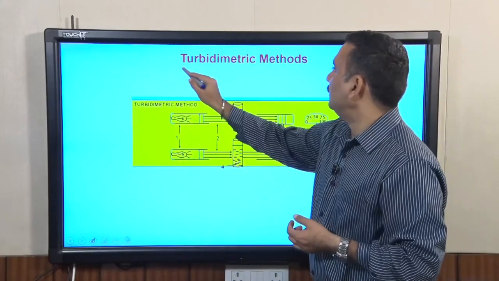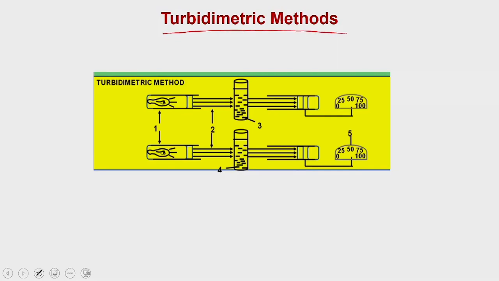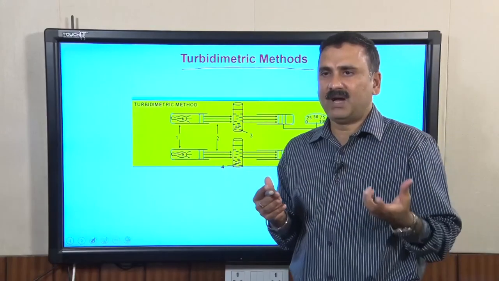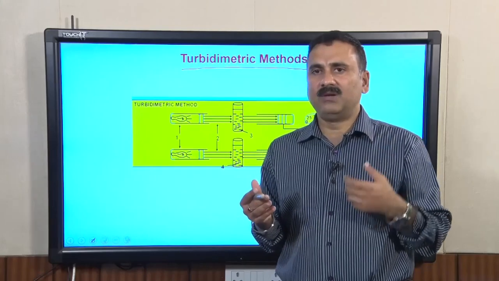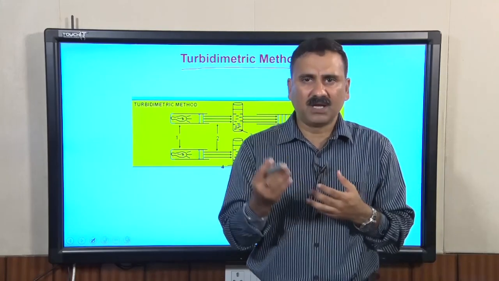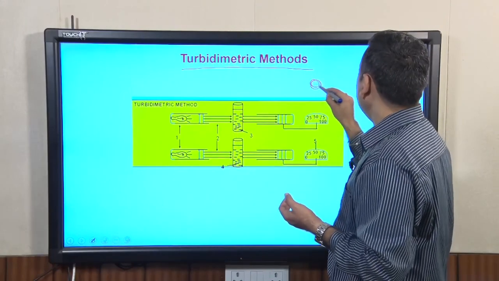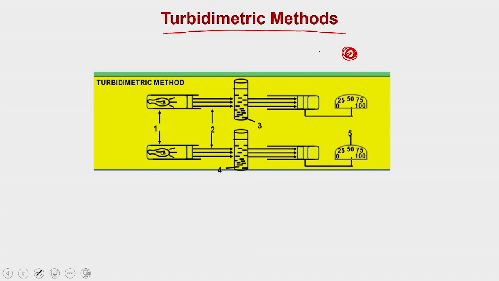Now we will move on to another method, which is called the turbidometric method. The bacterial cell is particulate in matter. So when the bacteria grow in the media, they give turbidity, or they scatter the light. So if you imagine that this is your bacteria, when the light falls onto this bacteria, it scatters the light in all directions. It is just like a dust particle.